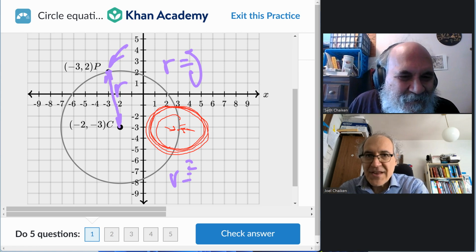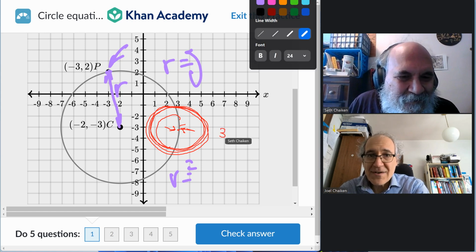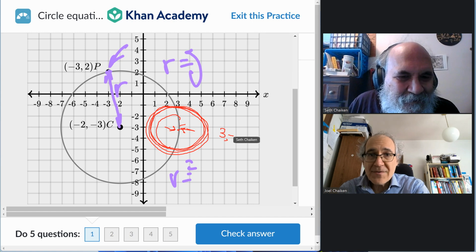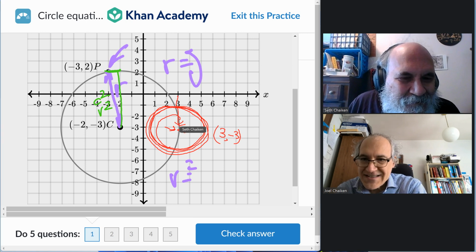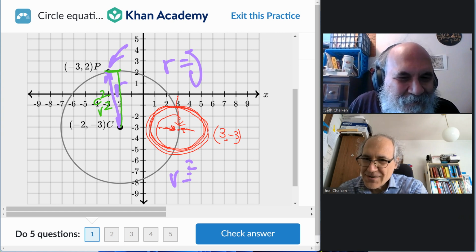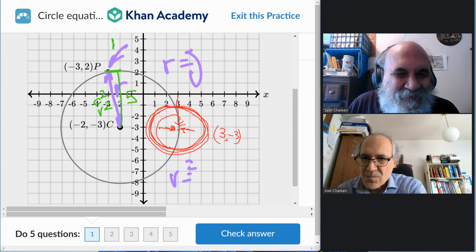So we make a little right triangle here, and we want c squared, or r squared. So we use the Pythagorean theorem. This distance, the height, is 1, 2, 3, 4, 5. Seth, how did you notice this? That's so good. And this distance here is 1, right?